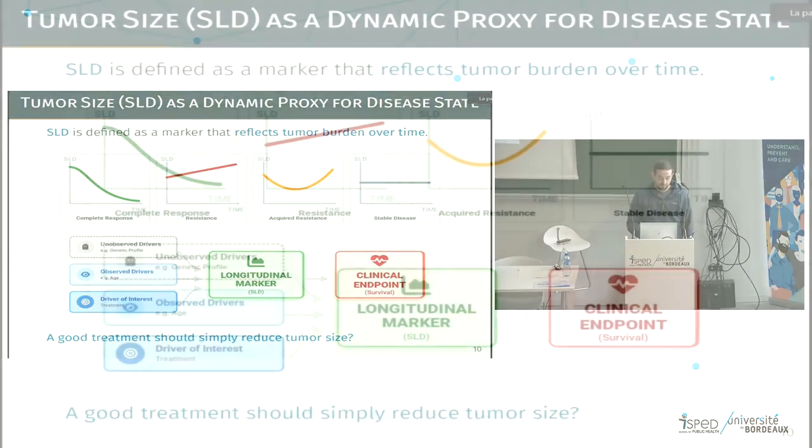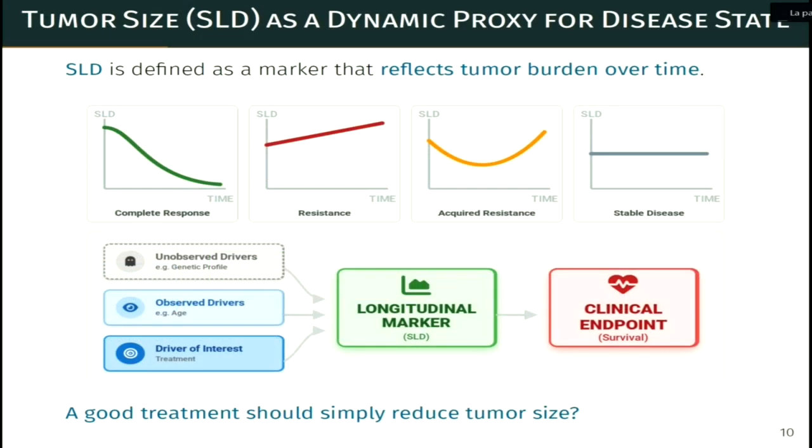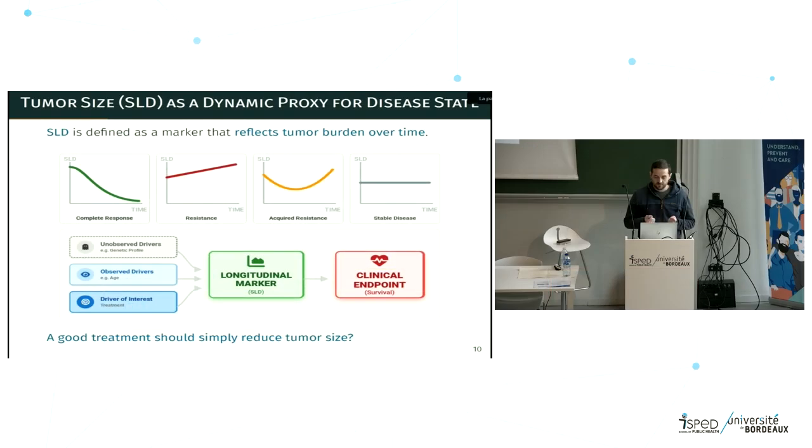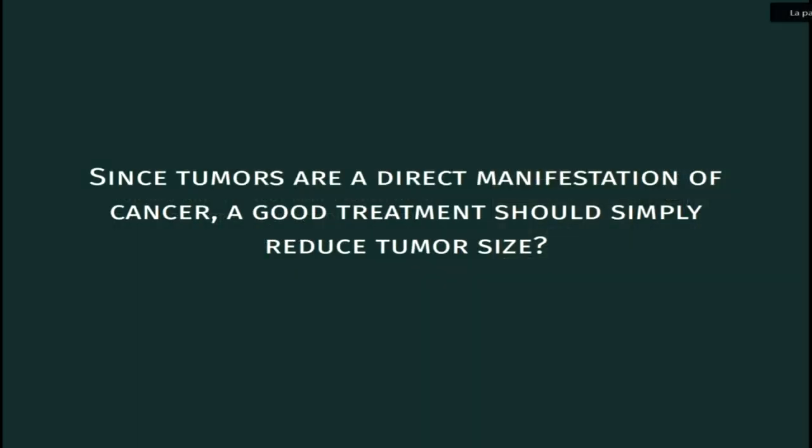And the last, and the most important one, treatment. We expect treatment to affect the evolution of tumor size, right? So it's deeply multifactorial, but it's also a rich source of information, tumor size. Actually, why don't we just look at the tumors? Since they are a direct manifestation of the cancer, a good treatment should just reduce tumor more than the standard. If it does, then we should just approve it, right?